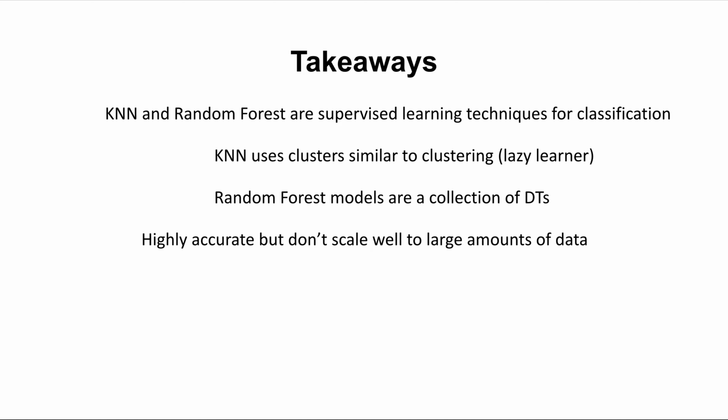Let's talk about some of the takeaways from today's video. So I think we've understood both K nearest neighbors and random forest models, and overall they're both really useful techniques of supervised learning for classification. Both can also be used for regression, but they're typically used for classification. K nearest neighbors uses the idea of distance or proximity as the main assumption, similar to clustering. It also works as a lazy learner, right?